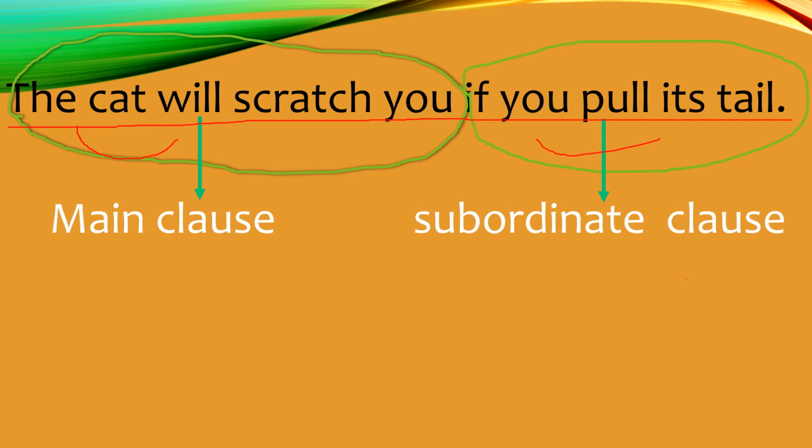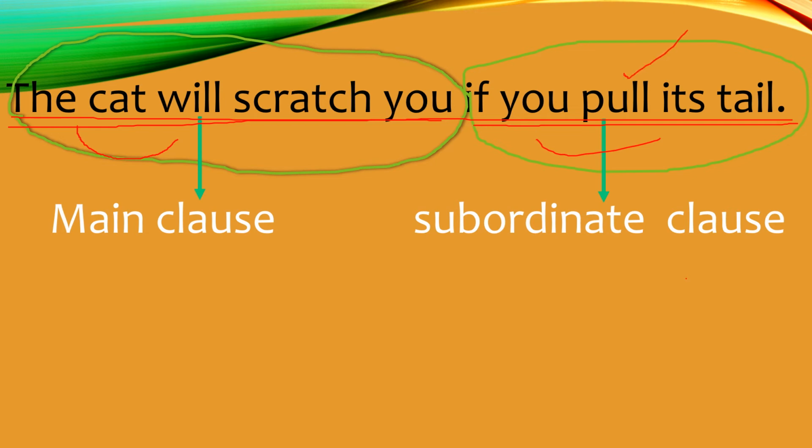Okay, main clause. What is main clause? A main clause always gives the complete sense. If you observe this part, the cat will scratch you, it gives the complete sense. Subordinate clause means that clause doesn't give the complete sense. If you pull its tail, that doesn't give the complete sense, which means it needs some more information. If you pull its tail, you have to continue the sentence. You need some more information. So this part doesn't give the complete sense.